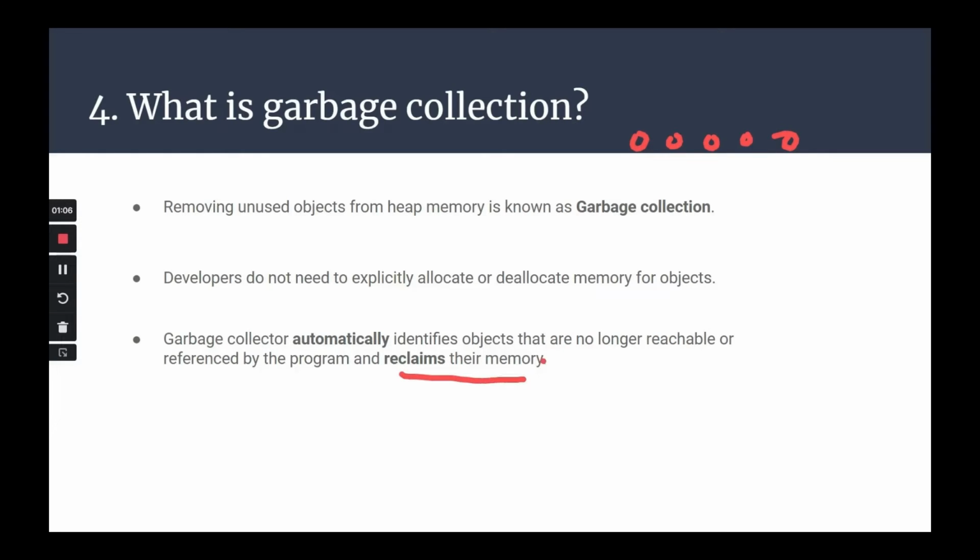The garbage collector automatically identifies the objects that are no longer reachable and thus reclaims the memory. This is the most important aspect. You do not have to manually allocate or deallocate, that is fine. But why do we need this automatic memory management? Not only because you want to give developers convenience, but because memory is fixed. You cannot have unlimited memory. So if you do not clean the objects from time to time, it will hog up the memory resources and it might lead to an out of memory error.